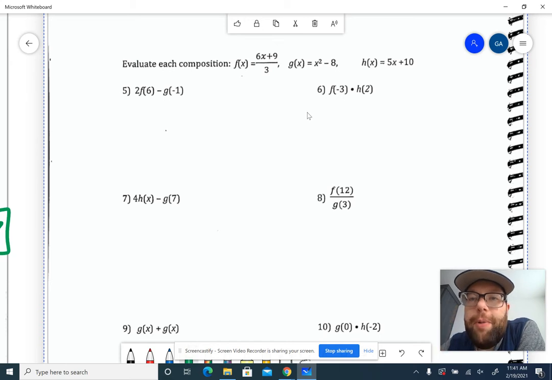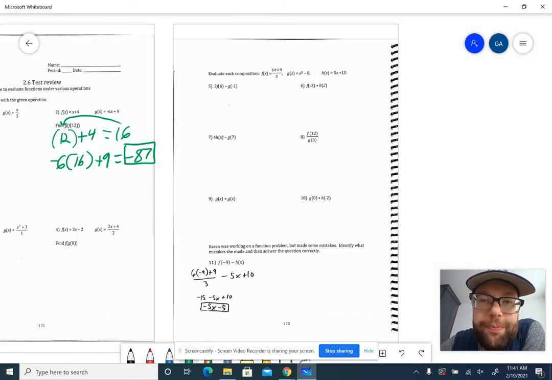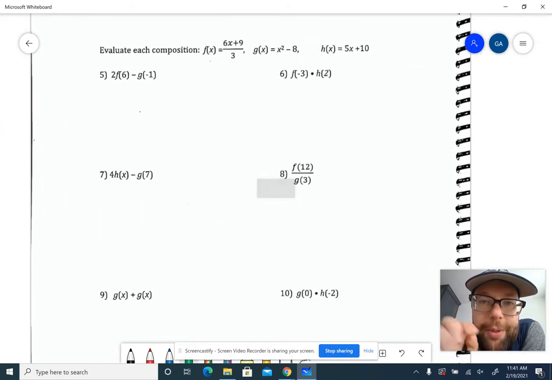You're just multiplying these two functions. So our goal here is to just solve these individually first. So I'm going to find f of negative 3, and then I'm going to find h of 2, and then I'm going to multiply those answers together. So let's start with, I zoomed out there when I should have been writing.